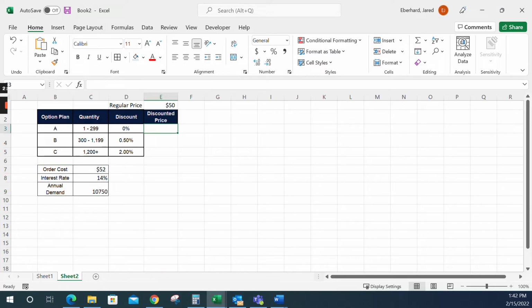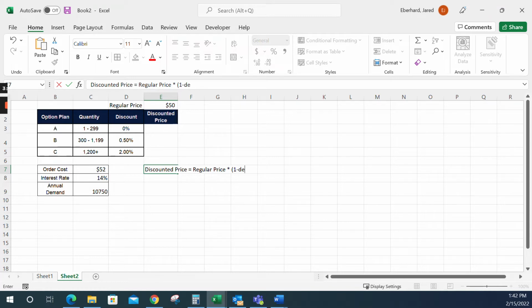Let's start with that discounted price. And you're going to notice I'm going to do something here. Every time I put a formula in, I'm going to also put a note down here. My discounted price is simply going to be my regular price up above times 1 minus the discount percentage. Show you how that works right here.